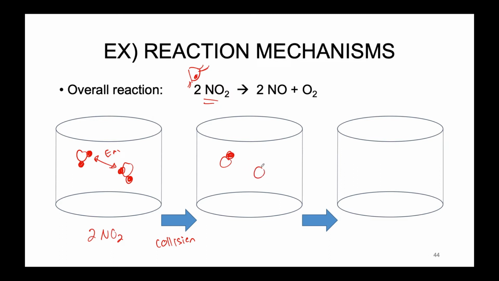One of the oxygens from the first molecule actually shifts onto the second molecule. So we have this oxygen from our first nitrogen dioxide moving over in this collision onto our second, what was previously a nitrogen dioxide.